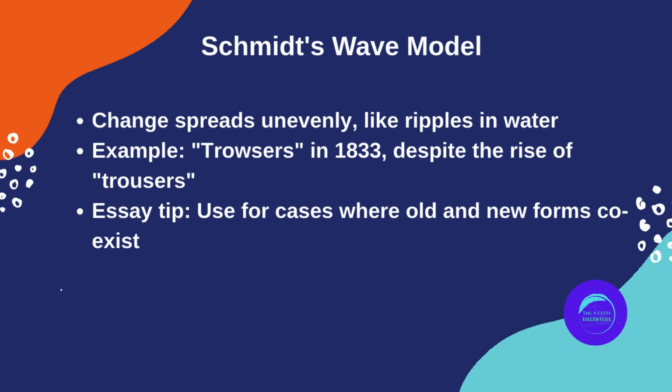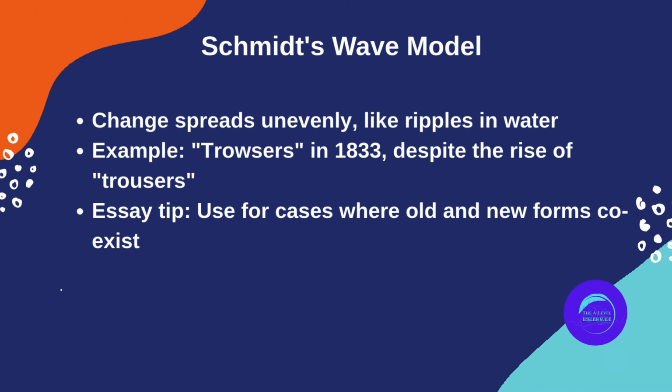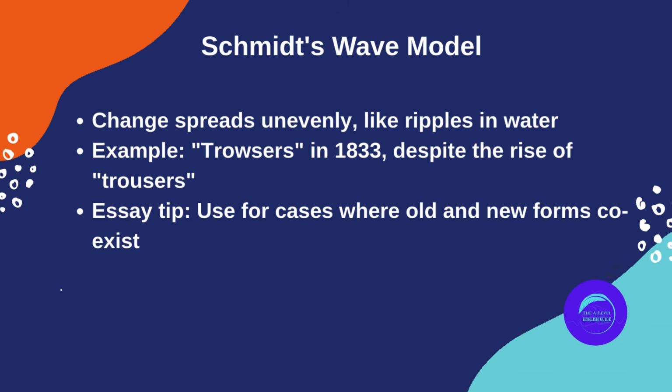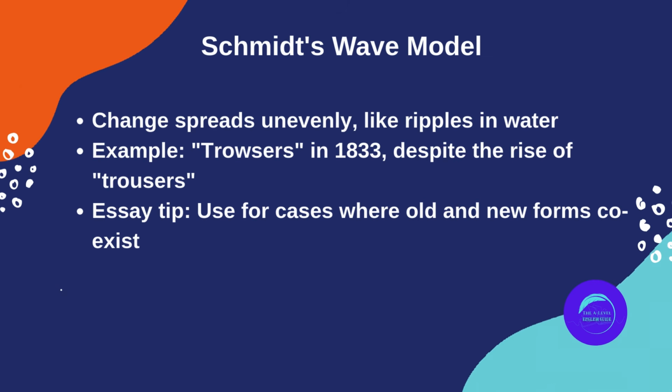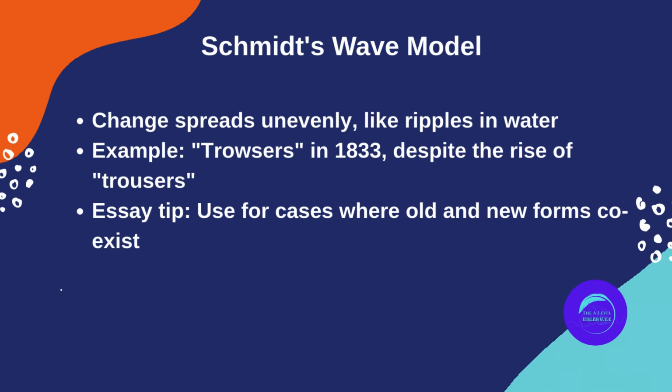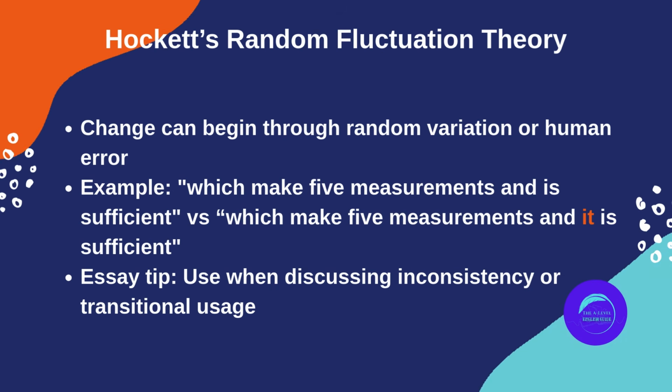This theory explains how change spreads gradually across groups, like ripples in a pond. Some speakers adopt the change early, others much later. In text A, we still see the older spelling pantaloons, even though trousers was rising in popularity. This shows that the change hadn't yet reached all communities. The continued use of pantaloons in 1833 supports Schmidt's wave model, showing how some speakers retain older forms while others move on. Let's look at Hockett's random fluctuation theory.